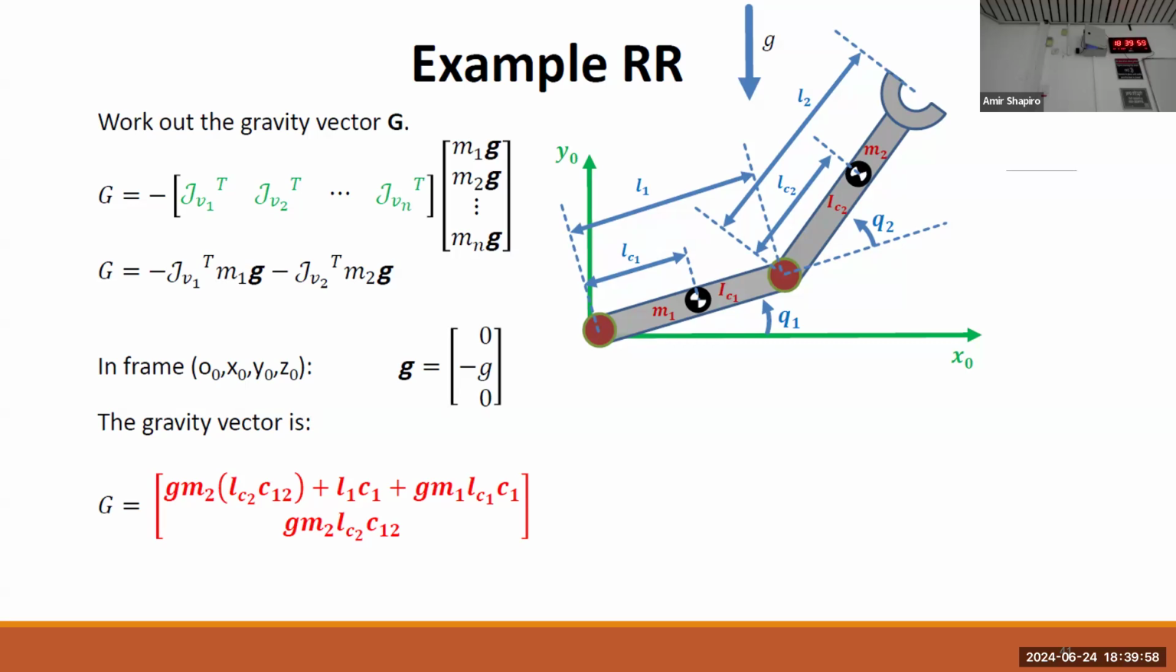So the parenthesis should be here. And then we have g M2 times L1 cosine 1 plus L2 times cosine 1 plus 2. And this is the effect of the gravity. This is the torque that the center of mass of the first link applies on the joint. And also for the second link, there's the effect only of the center of mass of the second one.